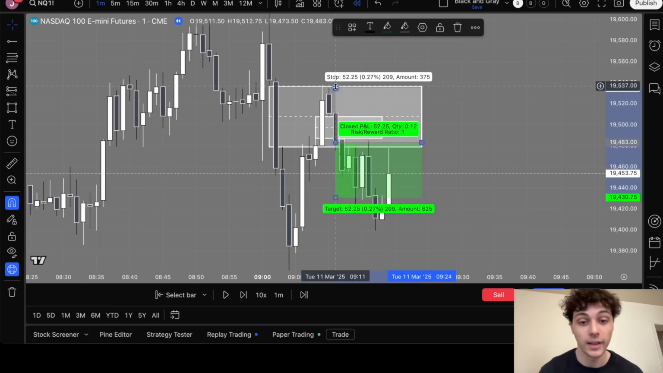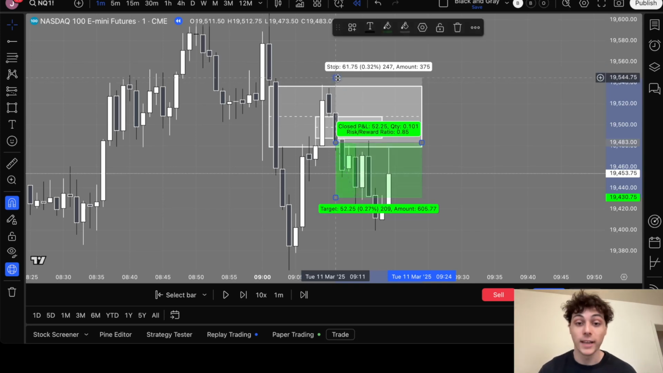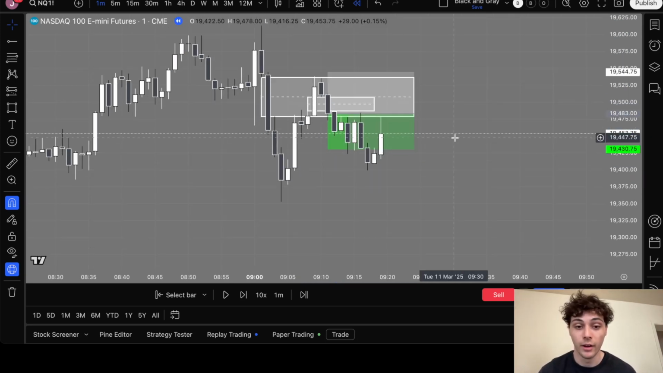Fair value gap, fair value gap, fair value gap. Holy fuck, can I stop saying that fucking word?